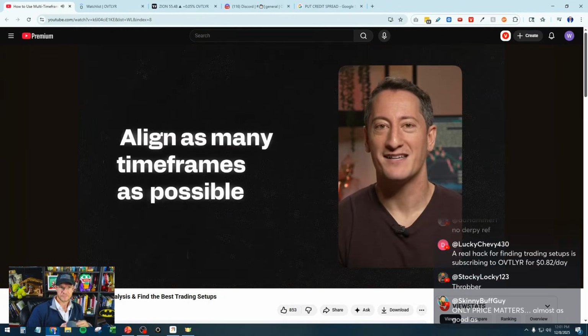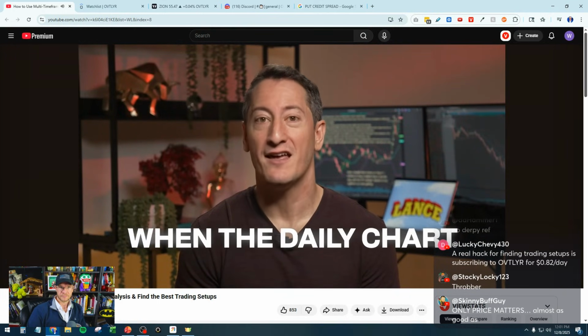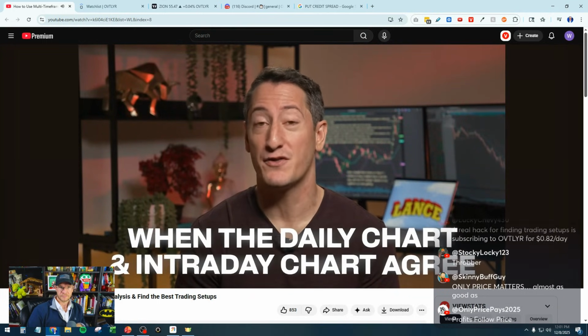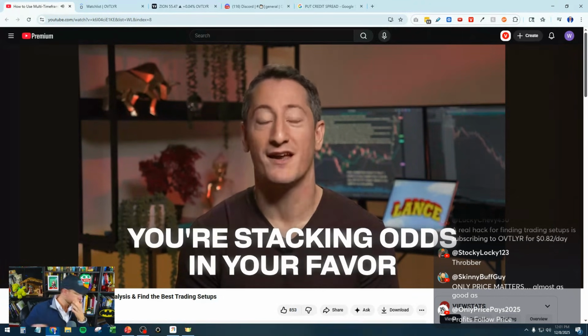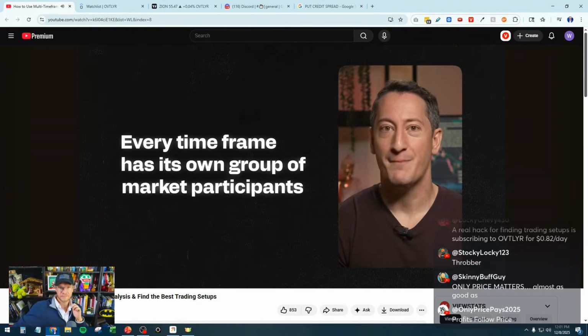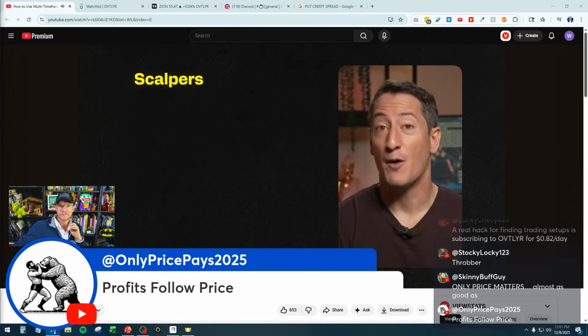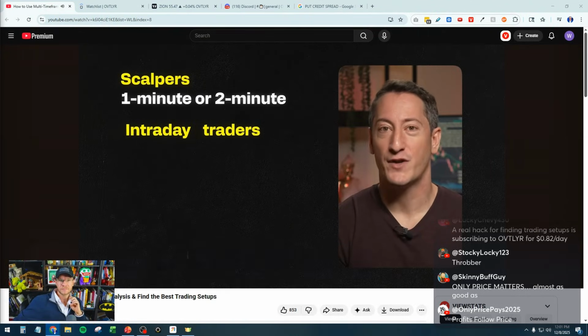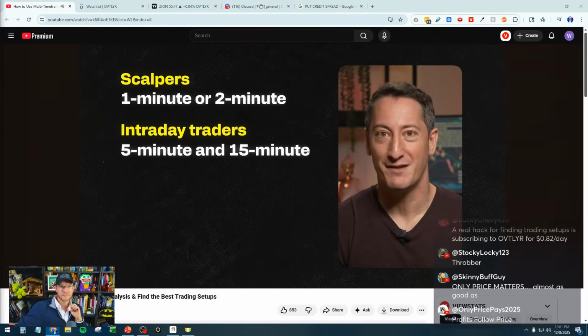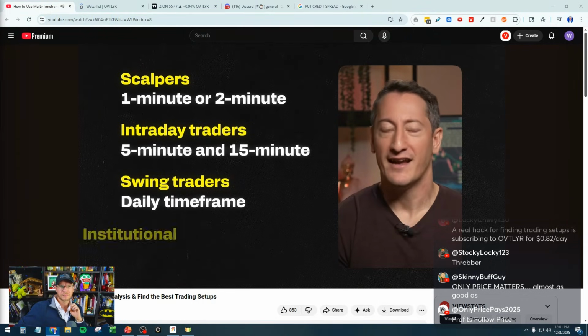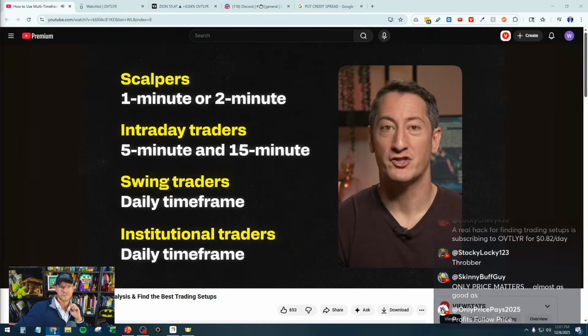One way is by aligning as many timeframes as possible, because when multiple timeframes agree, when the daily chart is saying this is the level and the intraday is giving you the same trigger, you're stacking the variables in your favor. Here's the thing. Every timeframe has its own group of market participants. Scalpers are watching the 1-minute or 2-minute, intraday momentum traders are watching the 5 and 15-minute. Swing traders are dialed into the daily. Institutional money, they're watching the big picture on the daily chart.